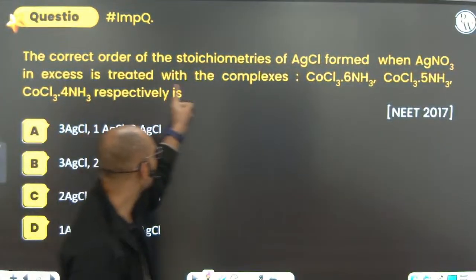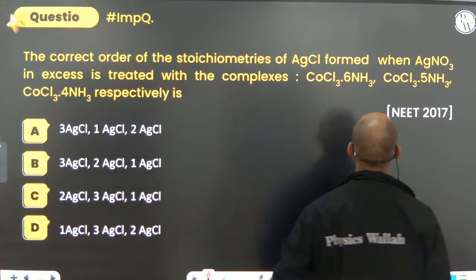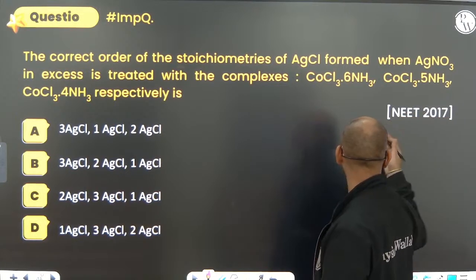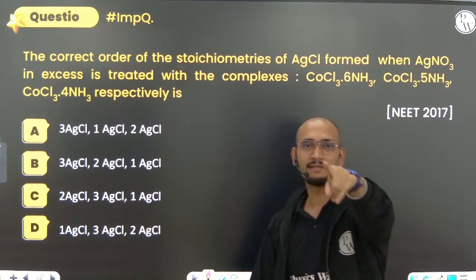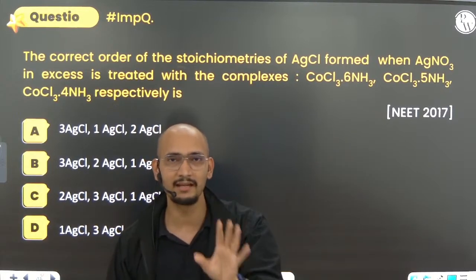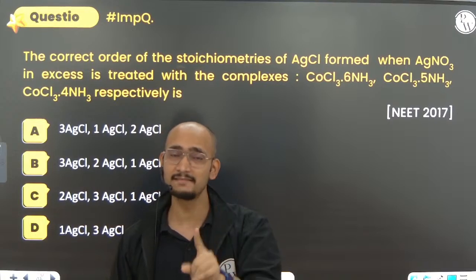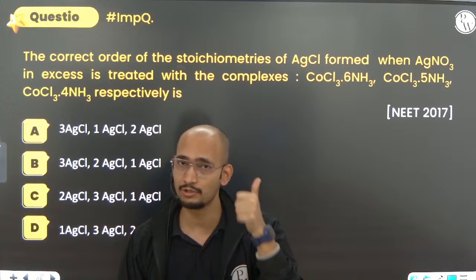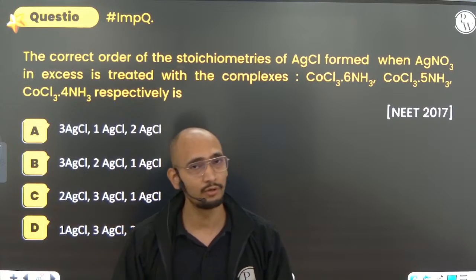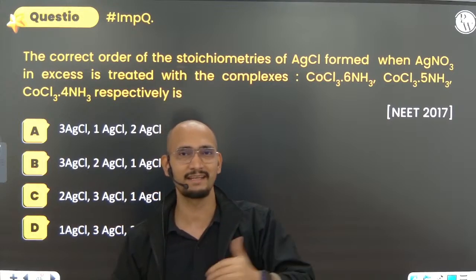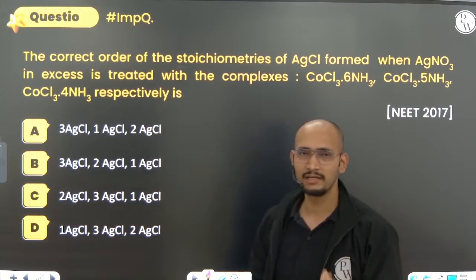The correct order of the stoichiometry of AgCl formed when AgNO3 in excess treats with the complex CoCl3·6NH3 and these. Okay, no problem. Please read NCERT Werner's theory from my side. It is an extra read that you have to go through. And please note down all the colors, whatever is given in NCERT. Very important. The question has come from JEE Mains as well as in NEET. Please go and check the PYQs. And in JEE Mains, because it is following this trend, later on it may also come in NEET.